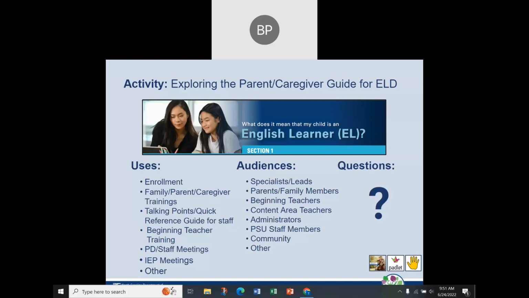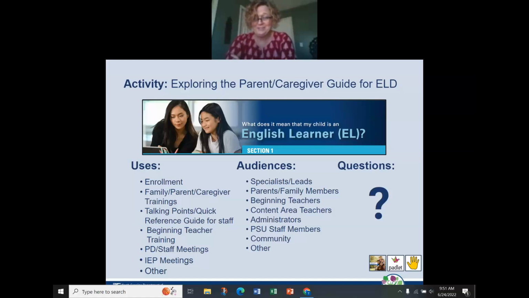Absolutely. This is the first time in the history of North Carolina education that we have this much support in documents for our students, all of the ELD documents. And thanks to our consultants for that.